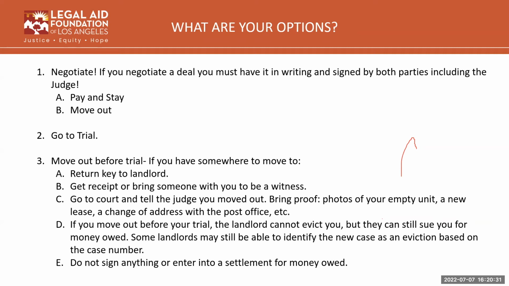If you move out before your trial, the landlord cannot evict you, but they can still sue you for the money that's owed, if there's any money that they are requesting. Some landlords may still be able to identify the case, an eviction case, by the case number. And the other thing is, you do not want to sign anything or enter into a settlement agreement for money owed if you do move out.